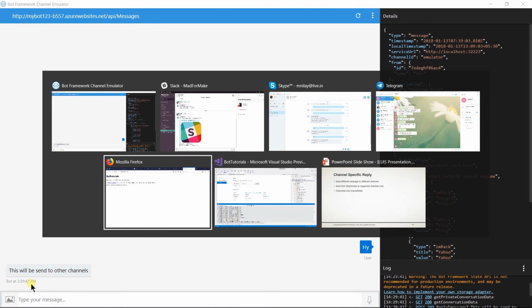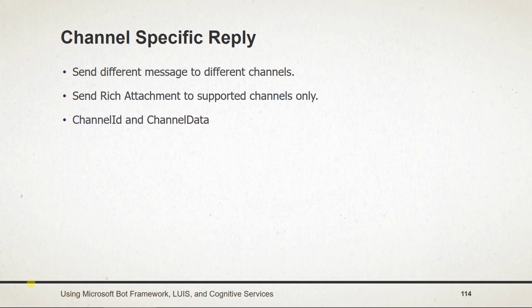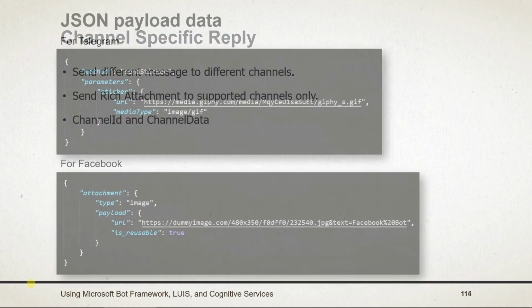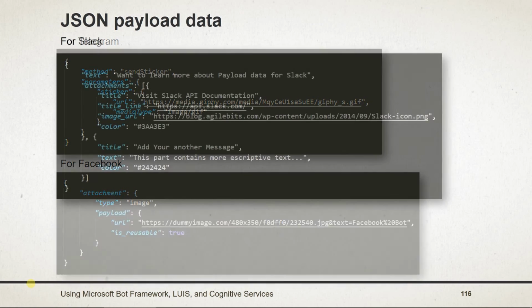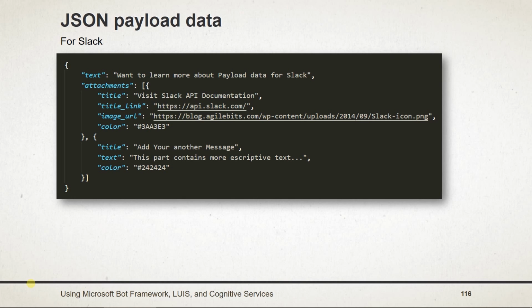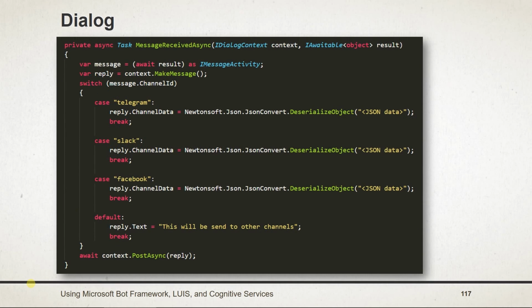Let us see what we have learned in this session. To send channel specific data, we need to use the channel ID to obtain the channel, based on which we perform the operation, and assign custom payload data into the channel data of the message. Here is the payload for Telegram and Facebook. Here for Slack. And here is an example that we have developed.